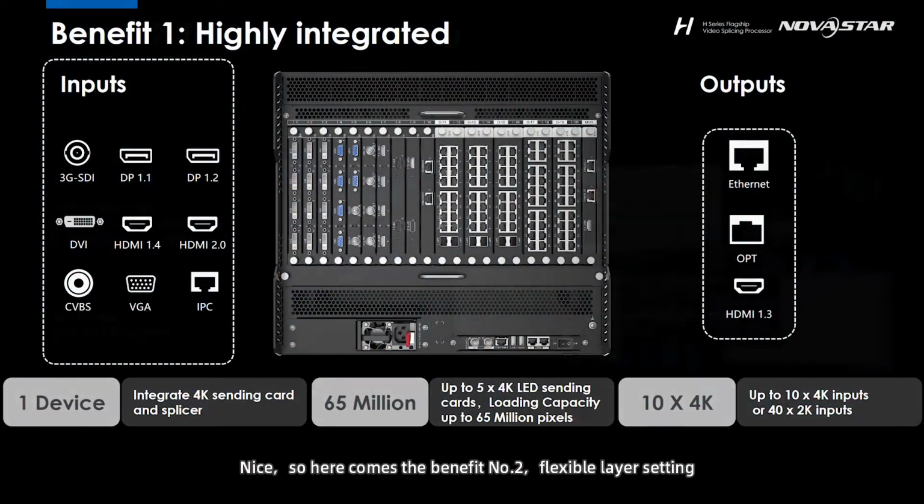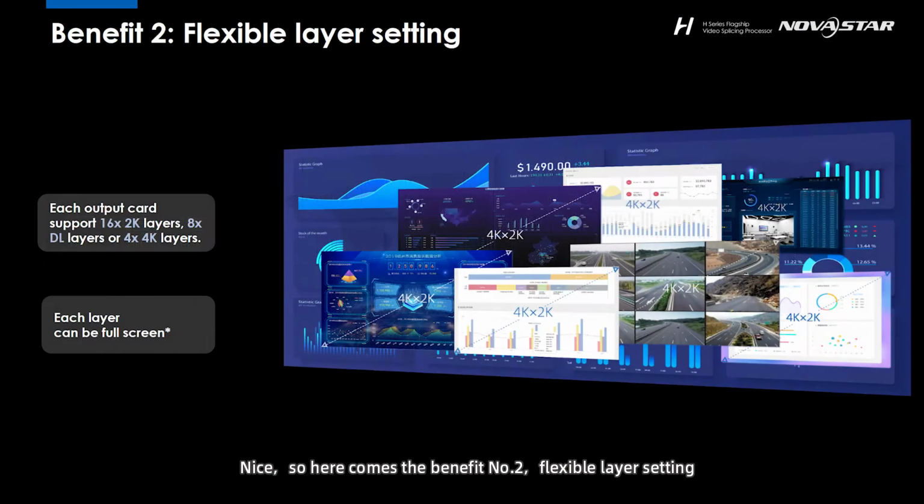Darren, I think you must have bumped into some situations when you got to open up several layers and put in different video sources, right? Yes, of course. Nice. So here comes the benefit two, flexible layer setting. Each of our sending daughter cards on the H9 supports 16 2K layers, or equivalently 4 4K layers. Each layer is able to go full screen. Okay, so each daughter card supports 16 layers. So totally the H9 supports 80 layers.